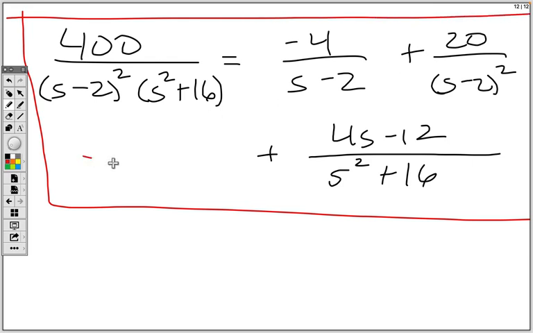All right, so we'll come back to this in a minute because now we have to inverse Laplace it. Okay, so now I just move on to the second one.